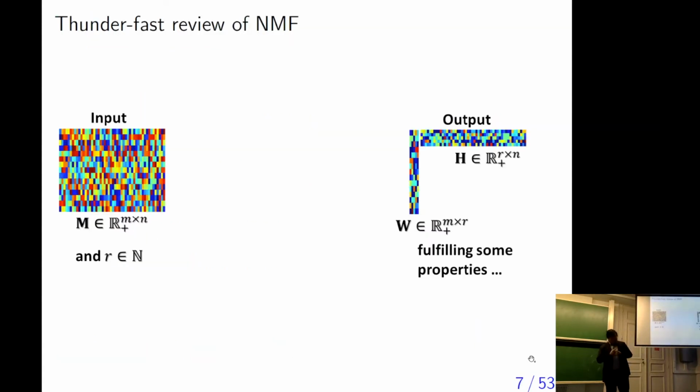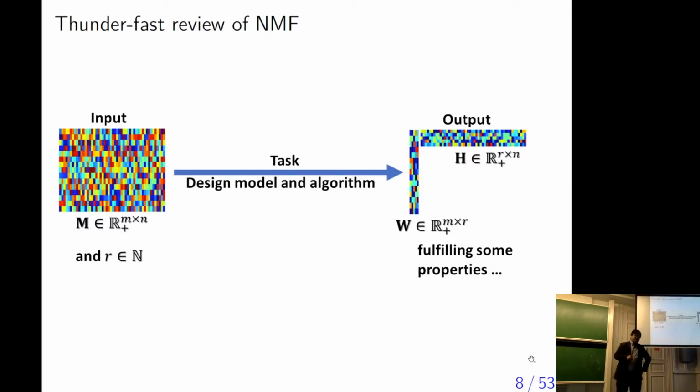So what is NMF? Basically, it is the following task. Somebody gives you a data M, and of course the parameter R. Sometimes the R is not given, but let's say now it's given. And the task is very simple. They ask you to decompose it into W and H with some structure. So you are given an input, you want to find output. So the task of NMF is very simple. You design a model and an algorithm to achieve this goal. So that means you are given this, you want that, you find something to link them. And this is why NMF is cool.